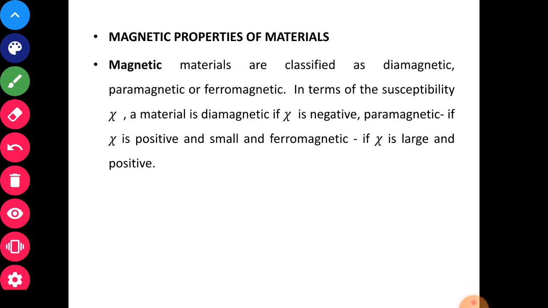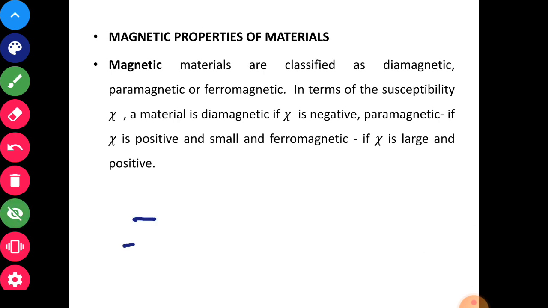Now, magnetic properties of the material. Different materials have different magnetic properties, and that depends mainly on factors like susceptibility, then its magnetization and so on. Magnetic materials are basically classified into diamagnetic, paramagnetic and ferromagnetic. In terms of susceptibility chi, a material is diamagnetic if chi is negative.